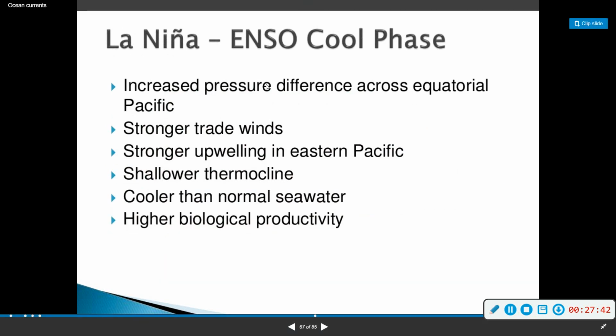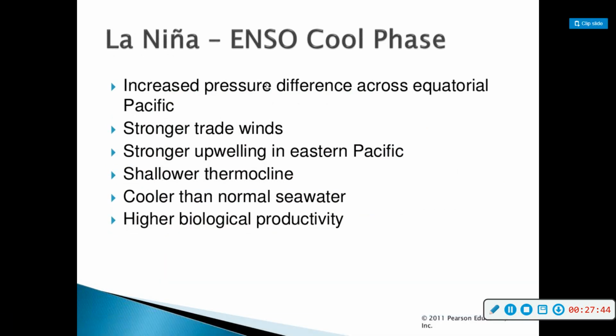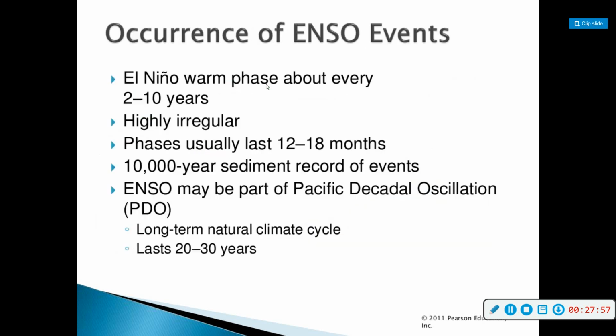We're almost there, guys. So La Niña is the increased pressure difference across the equatorial Pacific. Stronger trade winds, stronger upwelling in the eastern Pacific, shallower thermocline, cooler than normal seawater, and higher biological productivity. And then you have the occurrence of ENSO events.